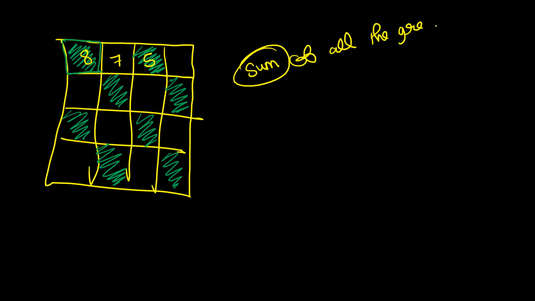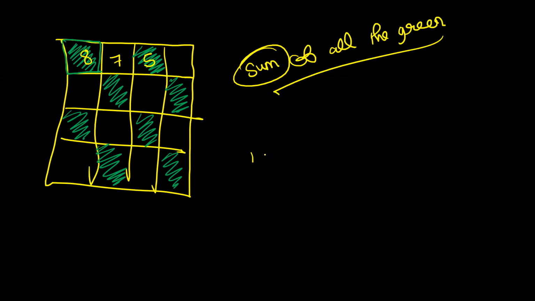Now every cell also has a particular number. So let's say here you have an 8, here you have a 7, here you have a 5. So every cell has a number. Now what I want you guys to do is find out the sum of all the green squares.